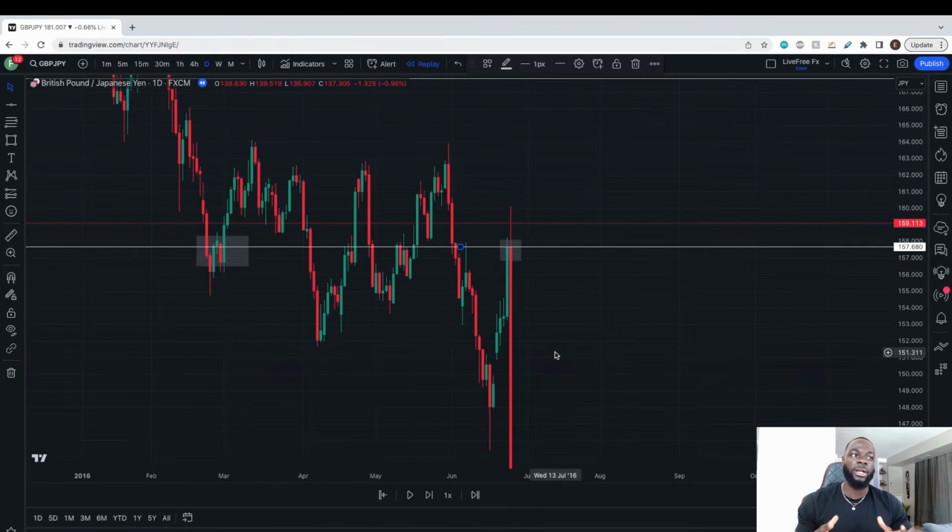One of the things I want to point out too is the key level isn't just one level on the chart. It is a combination of different areas where price could reject from. So a lot of the times traders will say zones.